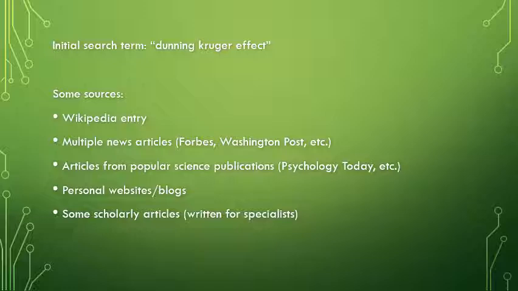So what can I use? What are the kinds of things I can get from the Wikipedia, other encyclopedia entries, from news articles, from popular science publications? How do I evaluate these? How do I choose between all sorts of different sources? What information am I looking for? That's what I'll talk about over the next couple slides.